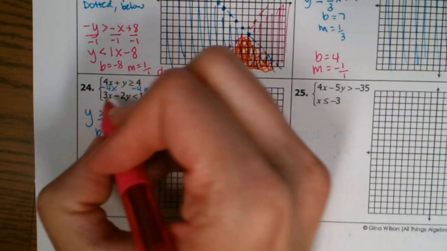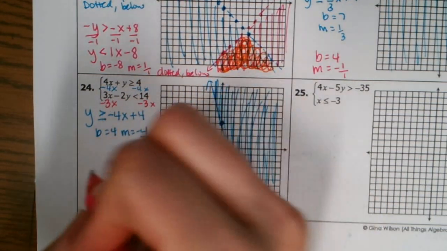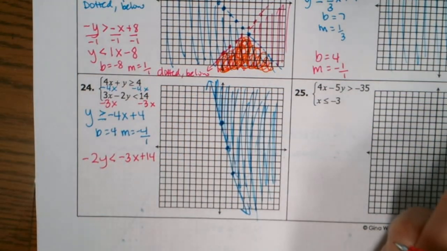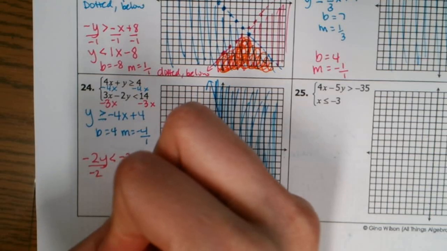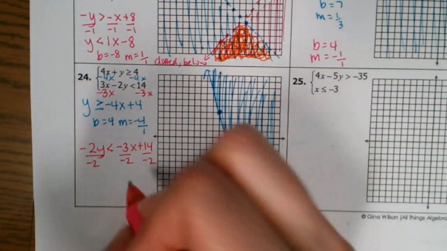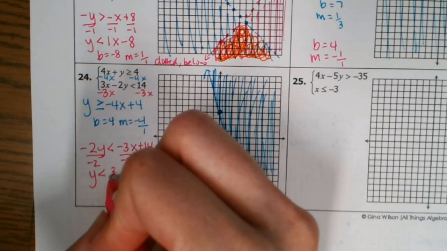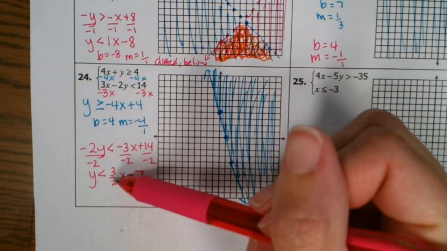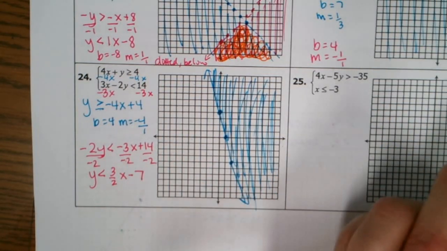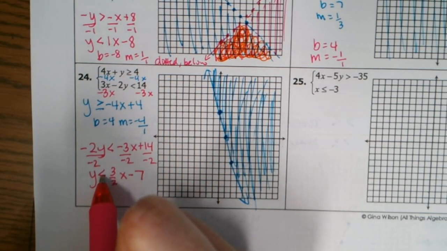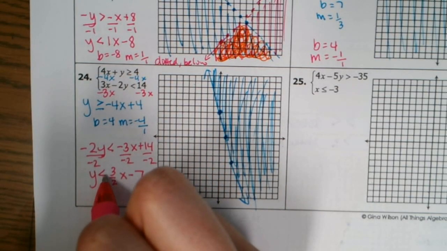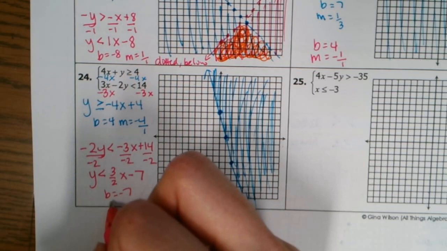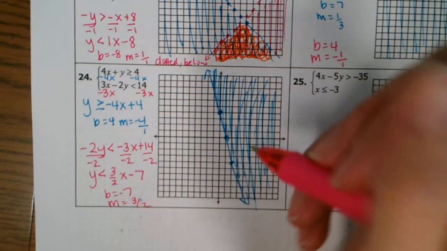Okay. Next one, I want to move the x's over. Then I'm going to have negative 2y is less than negative 3x plus 14. I have to get the y by itself, so I divide everything by negative 2. Y is less than 3 halves x minus 7, because negative over negative gives me a positive. Positive over negative gives me a negative. This symbol means less than, so it's going to be dotted and below. My b is negative 7.